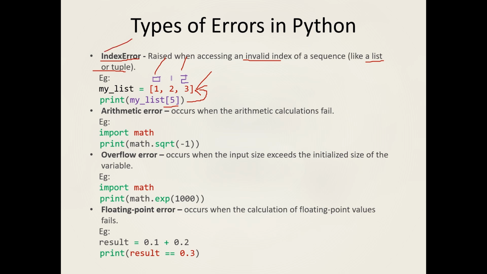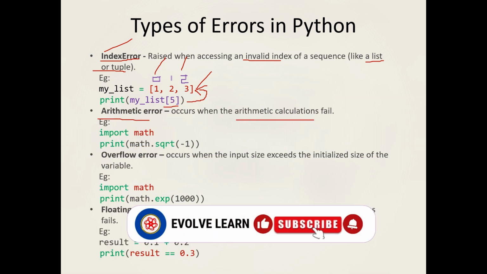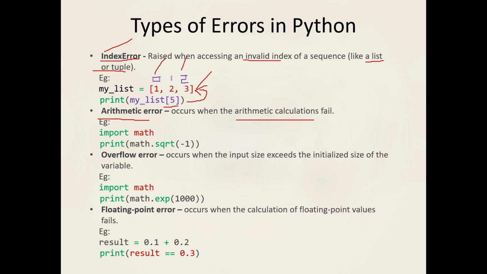Moving to arithmetic errors. It can occur when arithmetic calculations fail, and it is the base class for those built-in exceptions that are raised for various arithmetic errors like overflow error, zero division error, and floating point error. Coming to the example, if we try to find the square root of -1, the Python program will raise an error, as a negative number is not defined within the domain of real numbers. Square root can be done only when the number falls into the domain of real numbers. Instead, -1 belongs to the domain of complex numbers. So Python raises an arithmetic error.